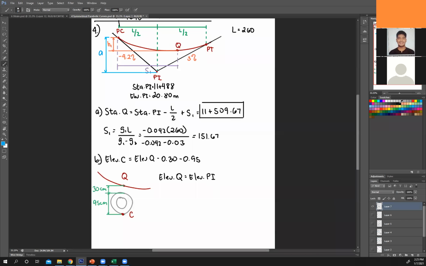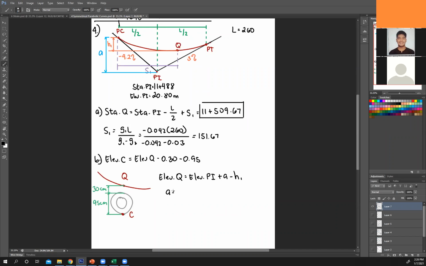So now that I have those, I can say elevation PI. But to get elevation Q, I go from PI plus A, right? So I get to this height. But I want to know elevation of Q. So I subtract this length, which is H1. Okay, so PI plus A minus H1. So now I'll just solve.